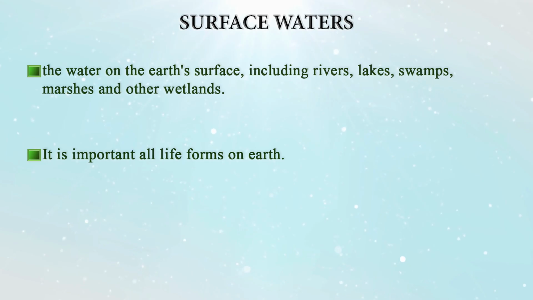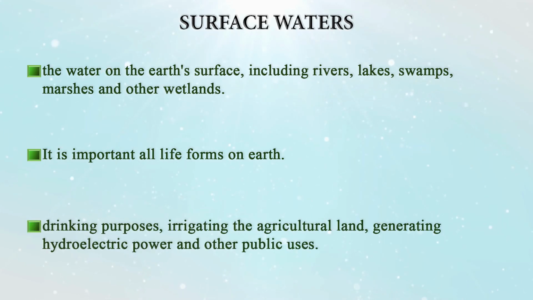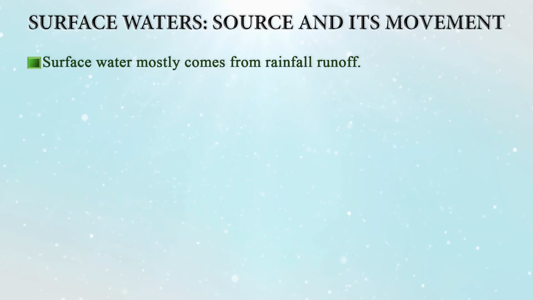It is important for all life forms on earth because it is the only accessible water and used for drinking purposes, irrigation purposes and generating hydroelectric power and also other public services. So surface water mostly comes from rainfall runoff.